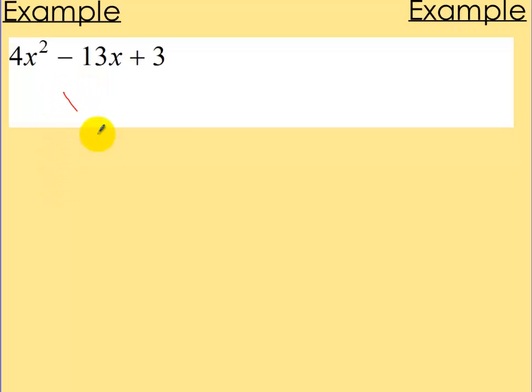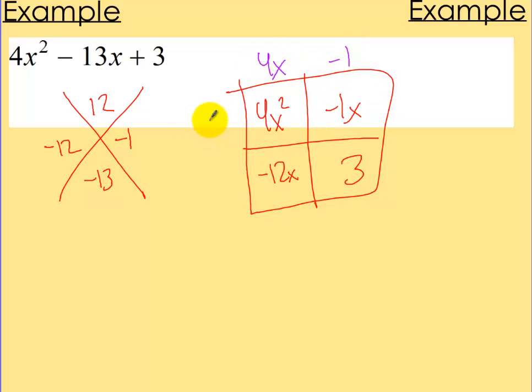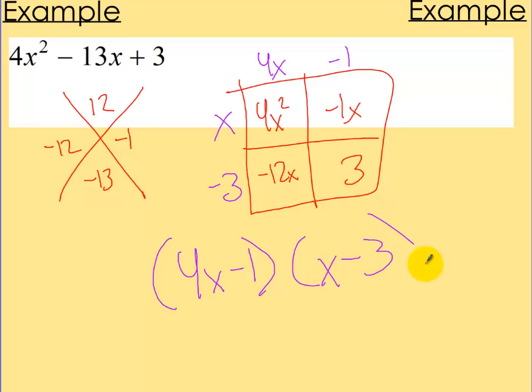Alright, I'm going to do the x again. So 4 times 3 is going to be 12 on top and negative 13 on bottom. My two numbers are going to be negative 12 and negative 1. So if I create that box, I'm going to put 4x squared here and 3 here and negative 12x here and negative 1x here. So factoring out greatest common factor, I'm going to do a negative 1 here, do a 4x here. I'm going to do an x here and negative 3 here. So my factored form is 4x minus 1 times x minus 3. That's it.